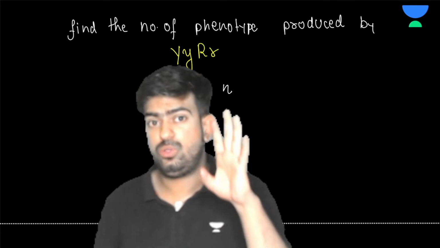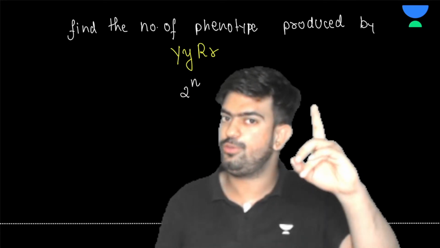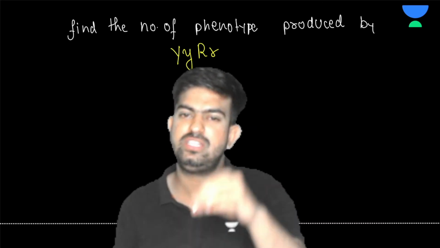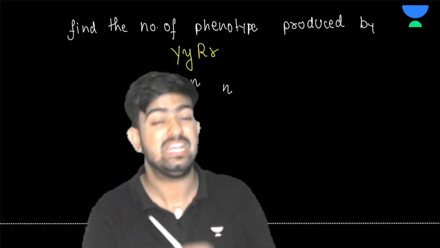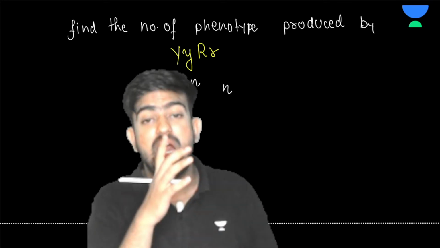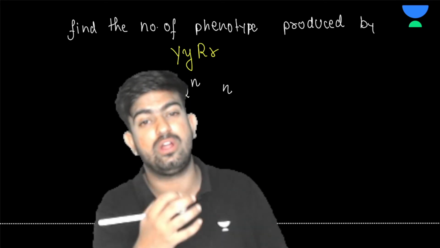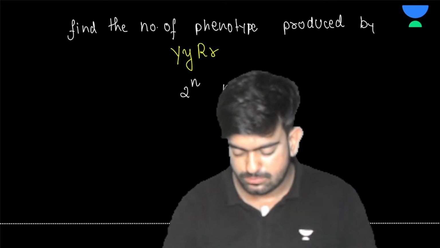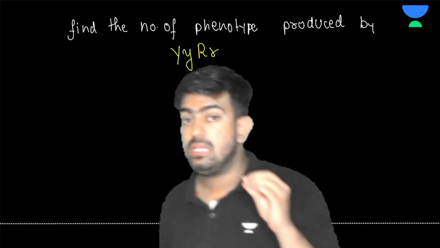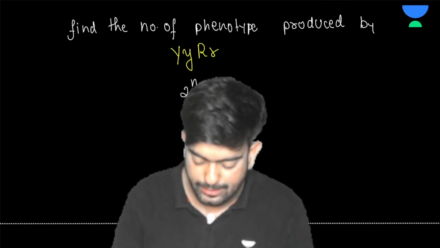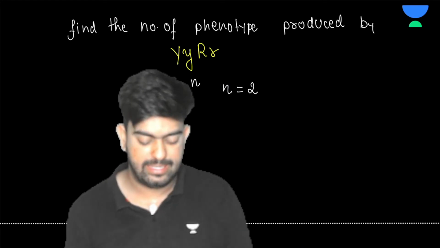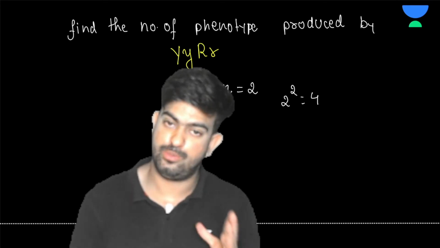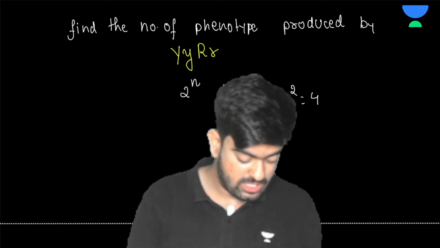And if you don't know how to see the heterozygous pairs, you need to watch the video for the basic terminologies of genetics, the first class of this NEET Power Punch series. And tomorrow we will be solving lots of questions from cell cycle. Now, what's the value for n? The value for n is 2. So 2 to the power 2 is 4. So yes, 4 types of phenotype are produced.